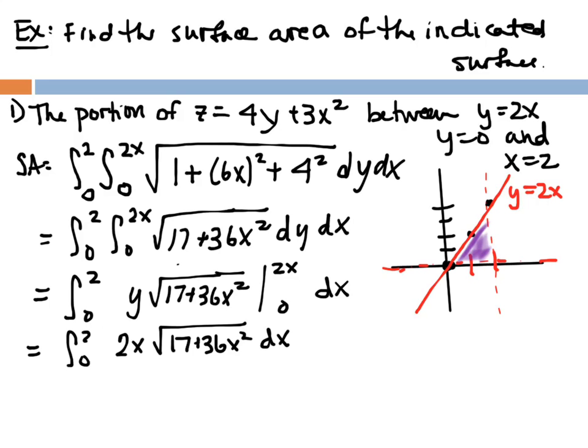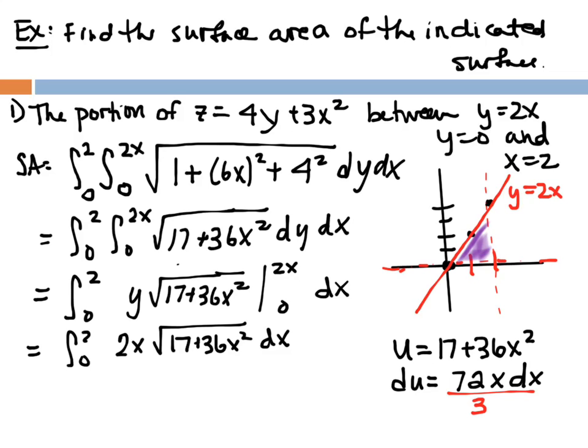Going to need a u substitution. What would you like to let u be, Caleb? That sounds good. What would du be? 72x? Yeah? And I have a 2x in my problem, so I'm not going to divide by 72. I'm just going to divide by 36, because that will leave me with 2x dx on the right. So I can replace the 2x dx with du over 36.